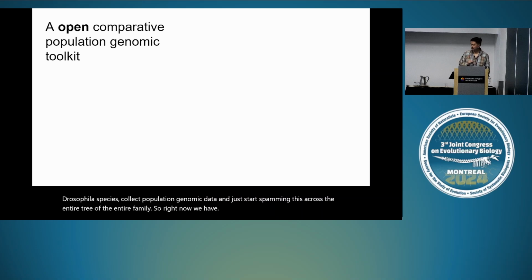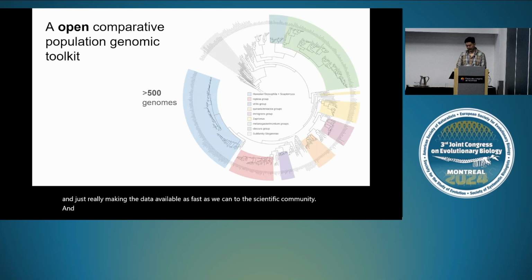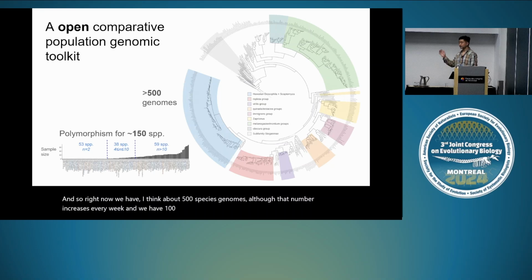Another thing that I'm very proud of is that we're trying to do this in an open science manner and just really making the data available as fast as we can to the scientific community. And so right now we have, I think, about 500 species genomes, although that number increases every week. And we have 150 population genomic data sets at a variety of sample sizes, but we've been sampling pretty much everything we can get, so it's a little haphazard. And there are hundreds more genomes and hundreds more population genomic data sets in our freezers.